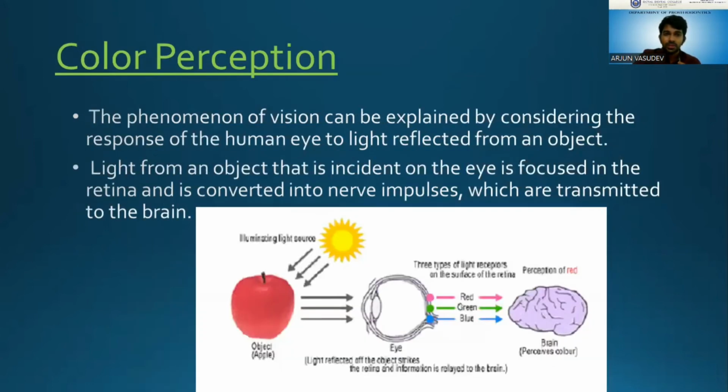Now, color perception. The phenomenon of vision can be explained by considering the response of the human eye to the light reflected from an object. Light from an object that is incident on the eye is focused on the retina and is converted into nerve impulses which are transmitted to the brain.